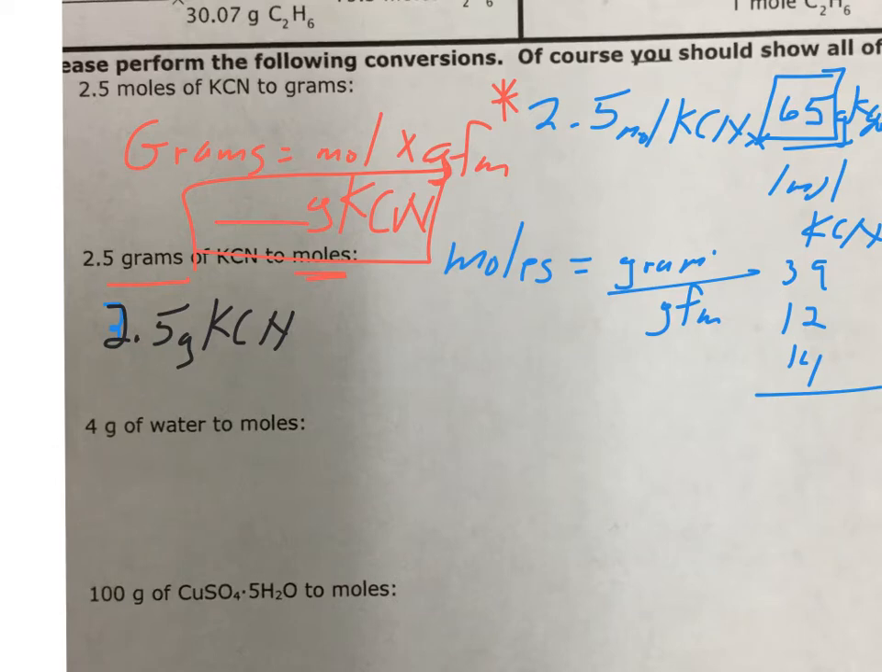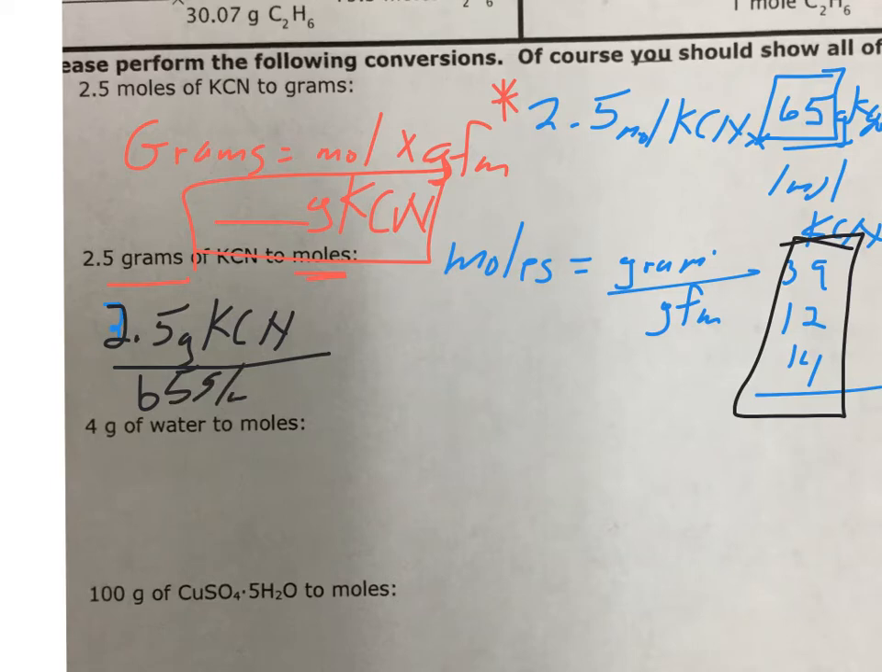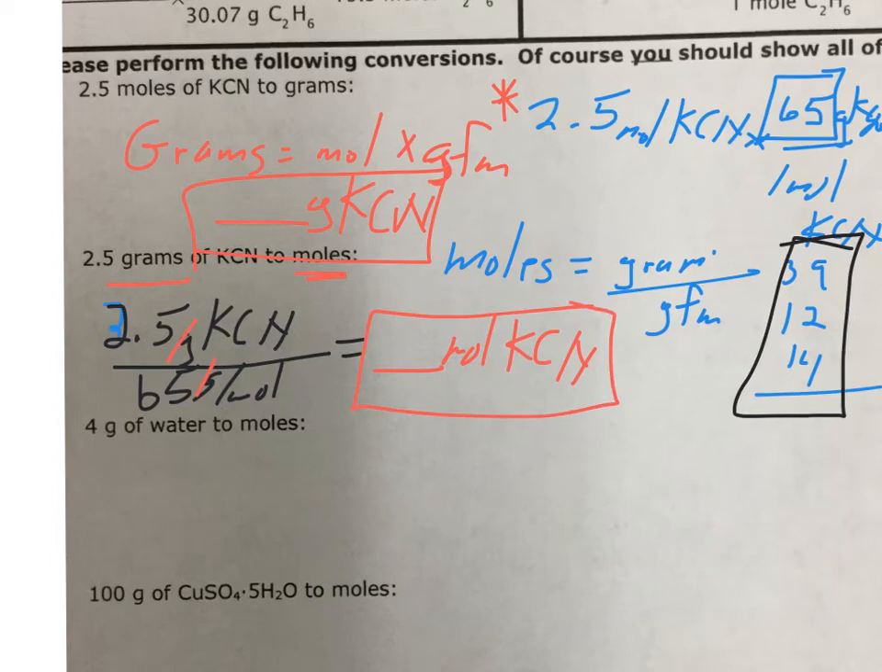So here, we're going to do what? We're still going to figure out the molar mass, right? The 39 plus the 12 plus the 14, which we said was what? 65. So 2.5 grams divided by your 65 grams per mole. This is the old stuff, right? This will give you the moles of KCN. Okay, so you see how we're doing these? This is the old stuff. Do we have any questions on this? This is how you're going to use the conversions for that next page, for the other page.